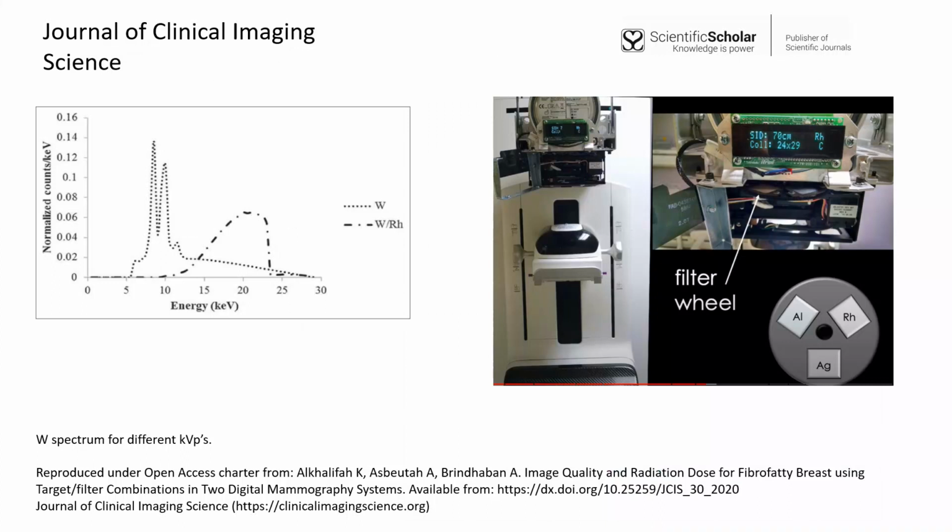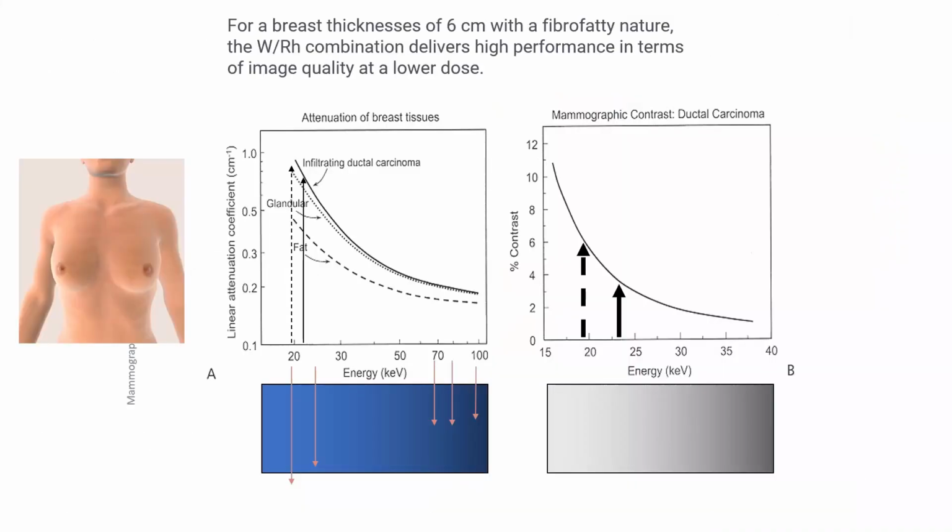Here we get an idea of the tungsten spectrum that is utilized for tomosynthesis. You can compare the tungsten with the tungsten and rhodium combination. For a breast thickness of 6 cm with a fibrofatty nature, the tungsten-rhodium combination delivers a high performance in terms of image quality at a lower dose.